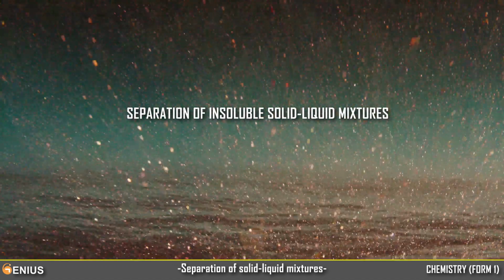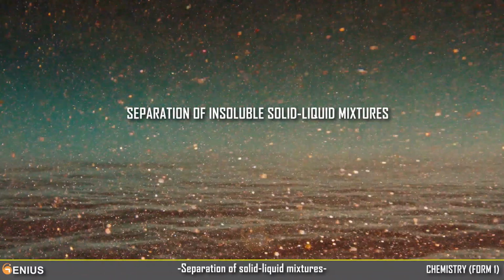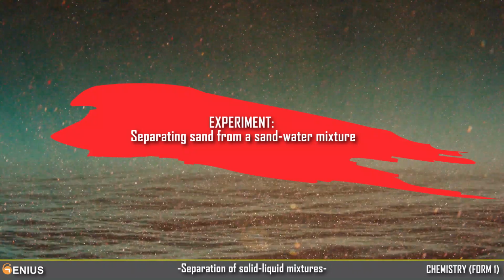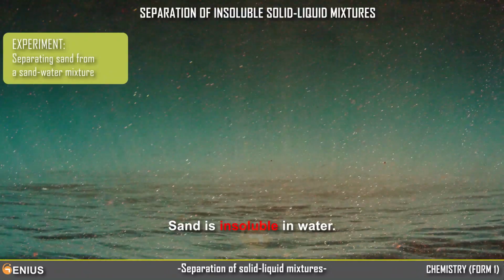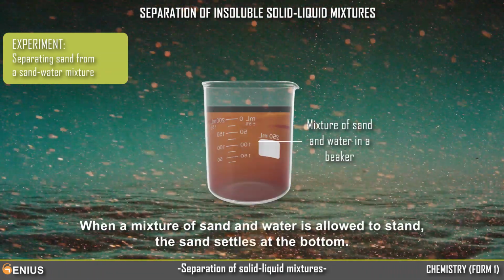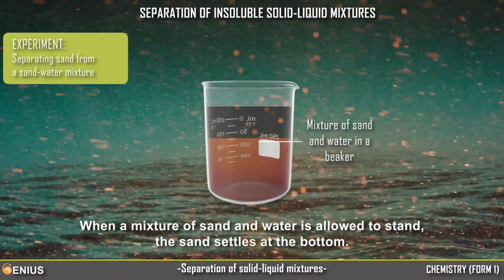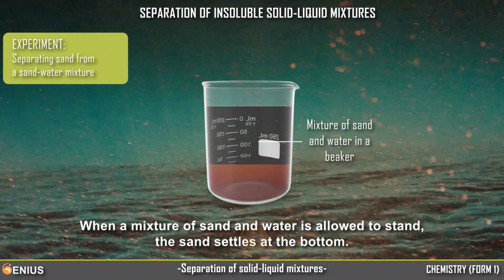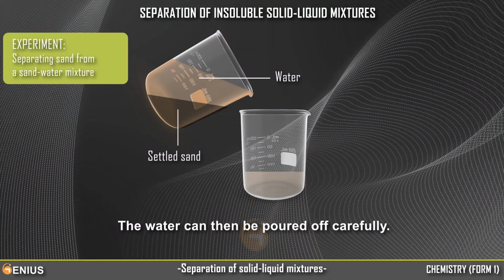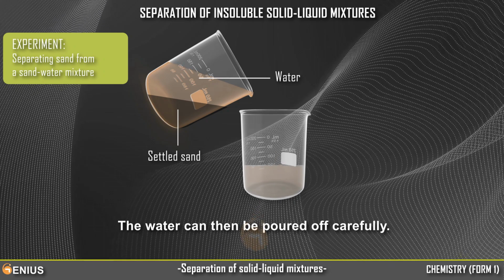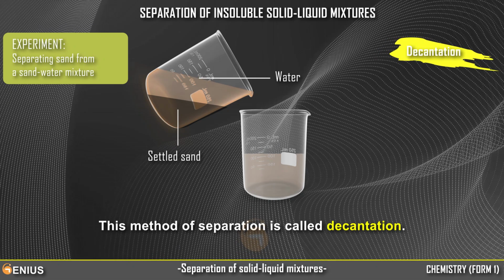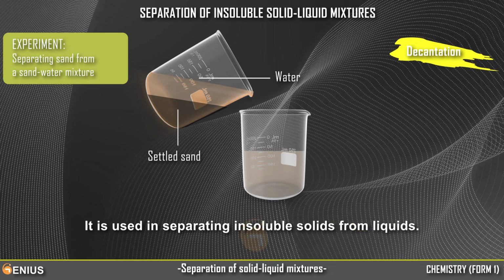Separation of insoluble solid-liquid mixtures. Experiment: separating sand from a sand-water mixture. Sand is insoluble in water. When a mixture of sand and water is allowed to stand, the sand settles at the bottom. The water can then be poured off carefully. This method of separation is called decantation. It is used in separating insoluble solids from liquids.